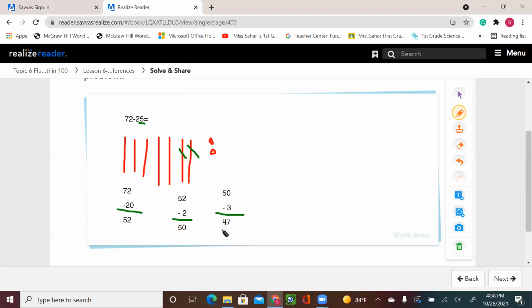Let's say I'm not sure if I did the right job or not. So let's add my 47 and 25. I'm going to add just to double check that my answer is right. 47 plus 25 equals.